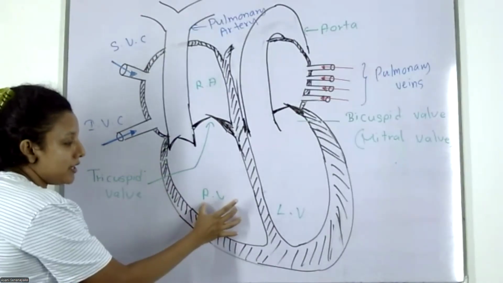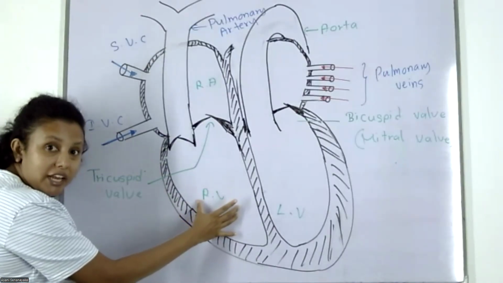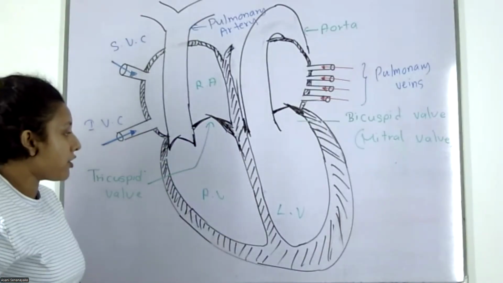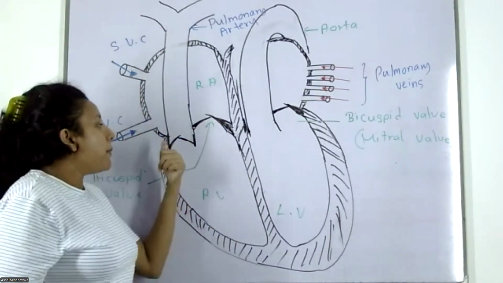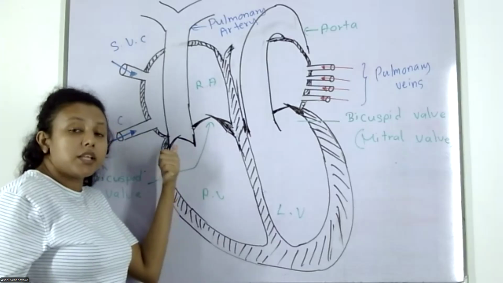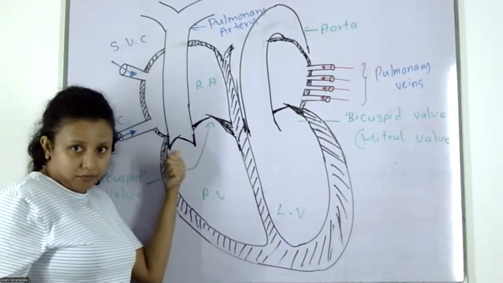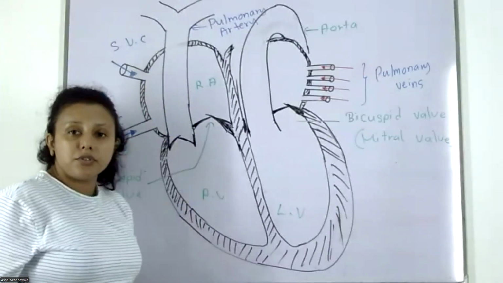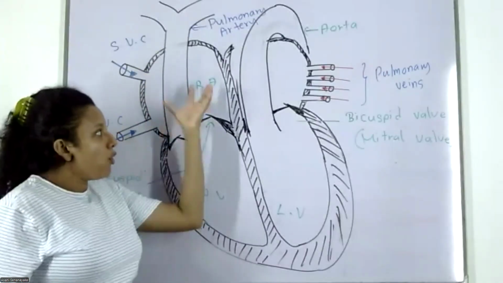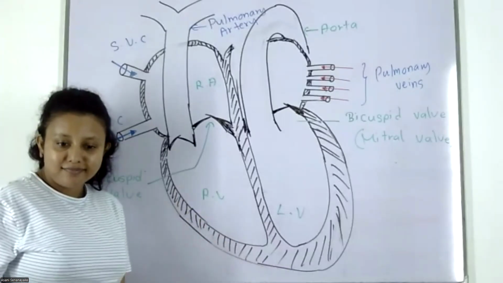So blood is filled in the right ventricle. The right ventricle pushes the blood to the pulmonary artery by opening the pulmonary semilunar valve. It opens the semilunar valve and then pushes the blood to the pulmonary artery. Are you okay with this side?